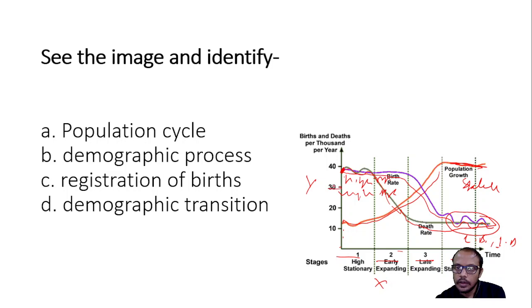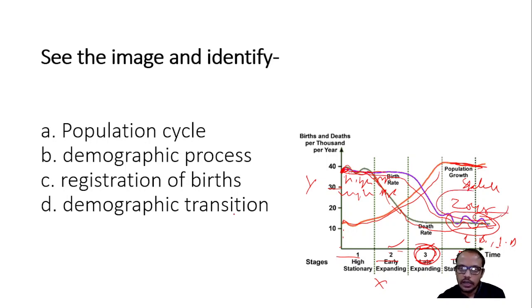but population is not growing because both are high. But as the birth rate is not increasing and the death rate is decreasing as the country develops, usually population growth happens: early expanding, then late expanding, then stationary. Okay, so our country is here in the late expanding phase. Death rate has declined but birth rate has not declined up to the mark.